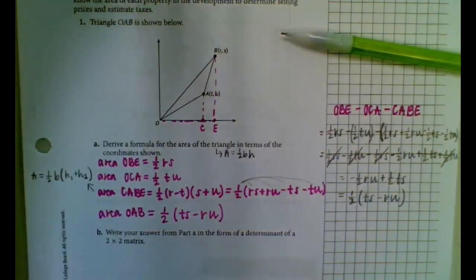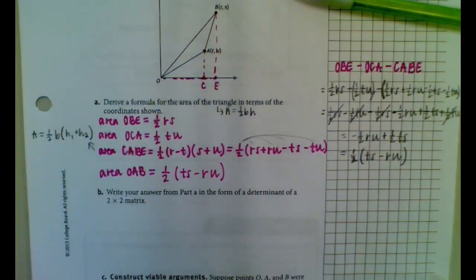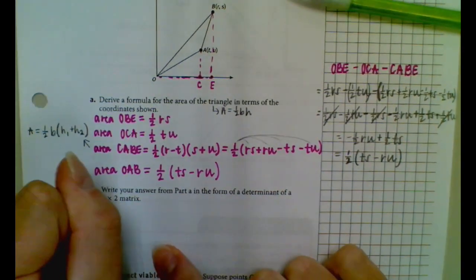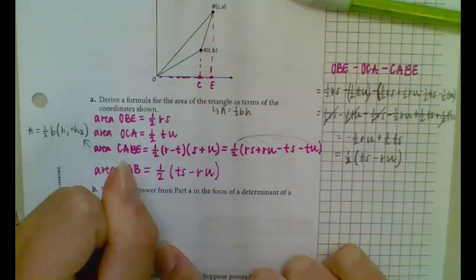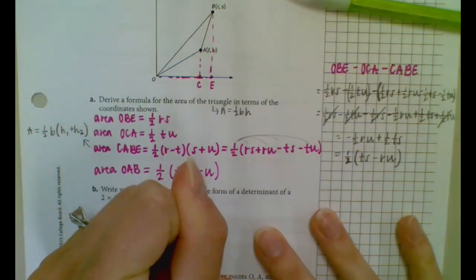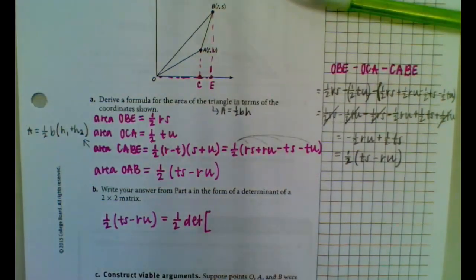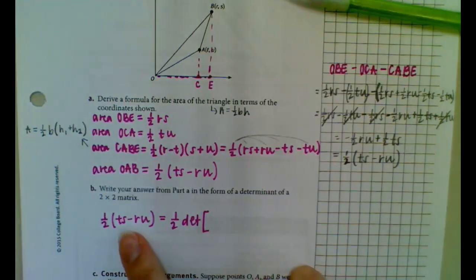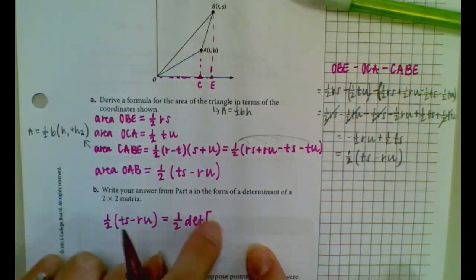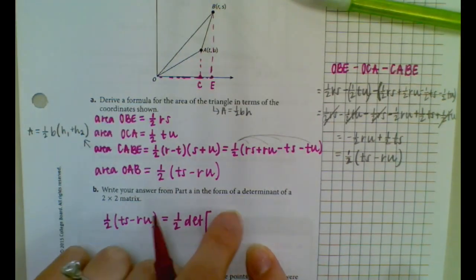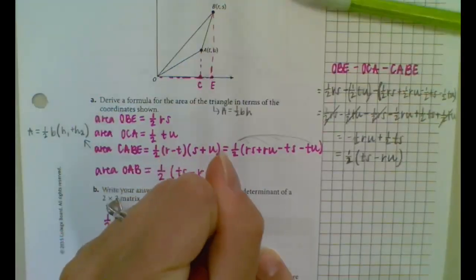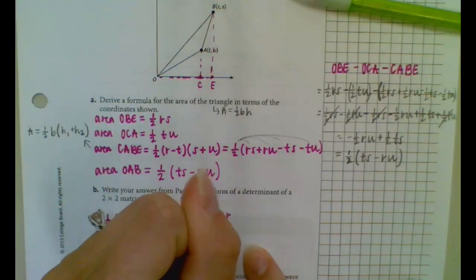Now we're going to write our answer from part A in the form of a determinant of a 2x2 matrix. We got that 1/2 times TS minus RU was our answer from part A. So that is 1/2 the determinant of, and we're going to work backwards, because remember the determinant, you multiply these terms together, subtracted by these terms multiplied together. So TS minus R times U.